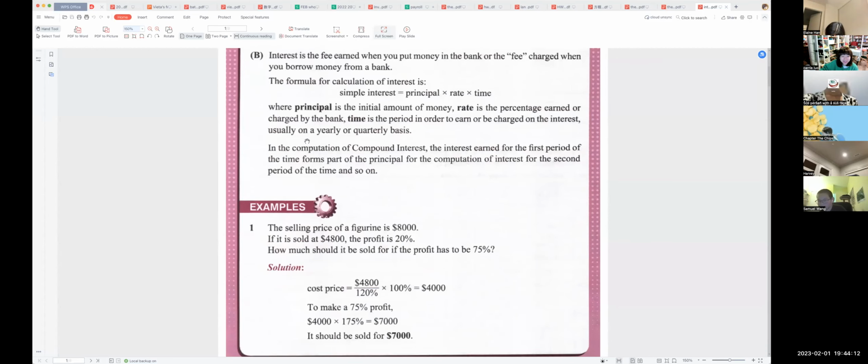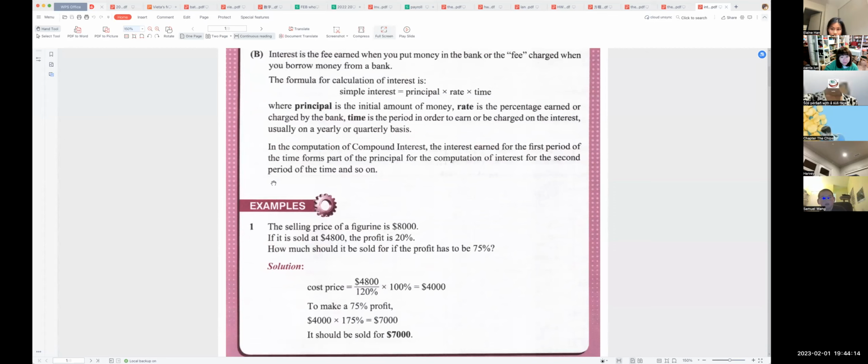Okay, so let's take a look at this one, everybody. The selling price of a figurine is $8,000. If it is sold at $4,800, the profit is 20%. How much should it be sold for if the profit will be 75%?